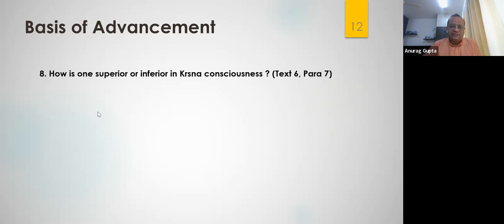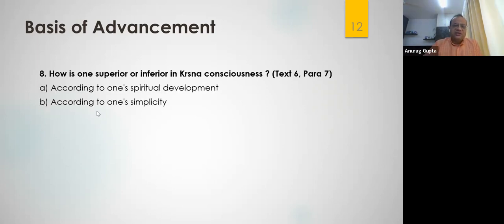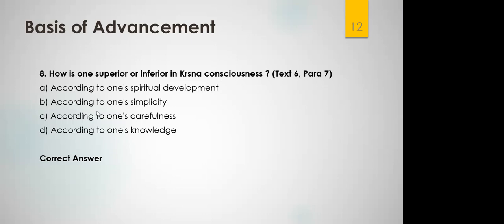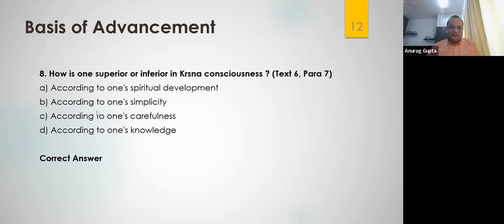How is one superior or inferior in Krishna consciousness? What is the criterion for whether someone is a high class devotee or a low class devotee? According to one's spiritual development, according to one's simplicity, according to one's carefulness, according to one's knowledge. So, what is the answer? Item A is the correct answer. According to one's spiritual development. Very nice.